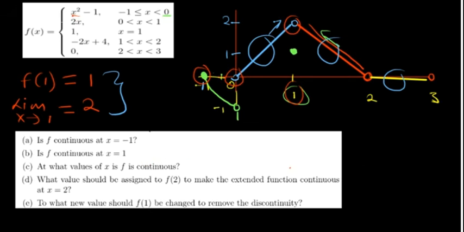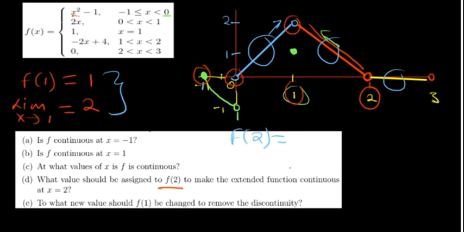We are now on the second from the last question, which is D. What values should be assigned to f of 2 to make the extended function continuous at x equals 2? So x equals 2 is this part. So what can we say about x equals 2? The function f of 2 itself is equal to what? f of 2 does not exist.